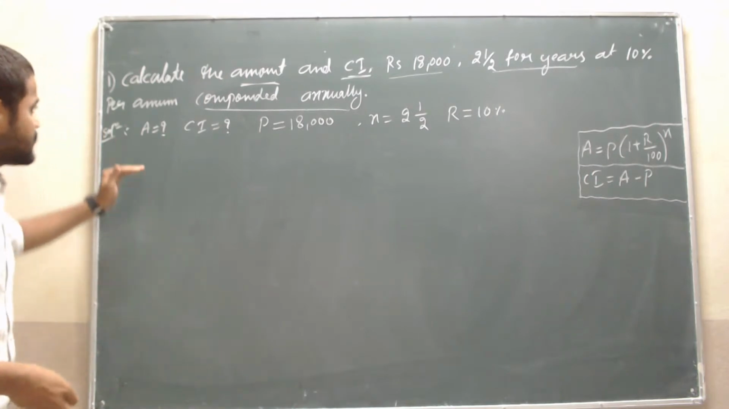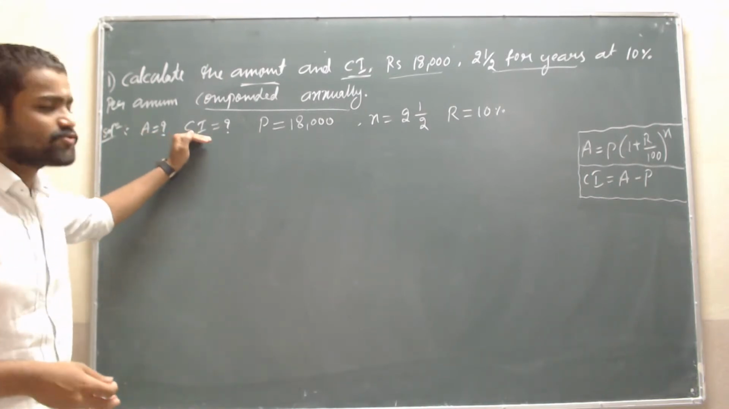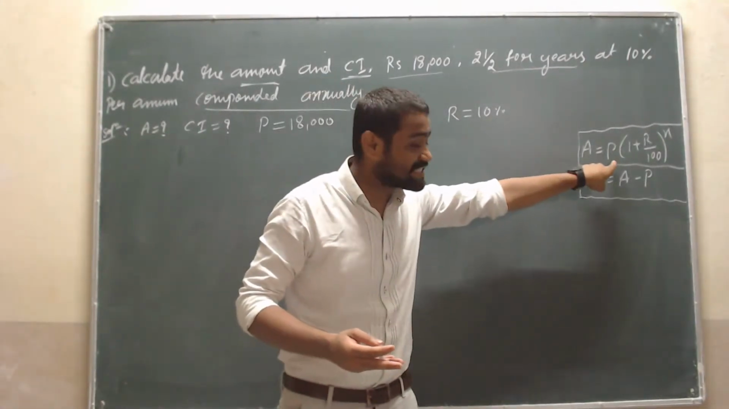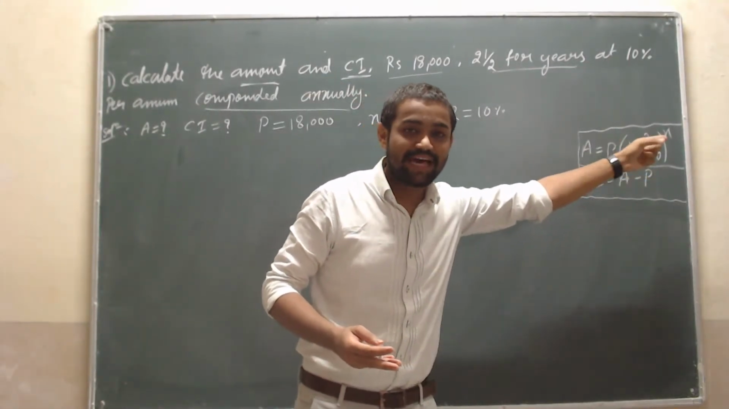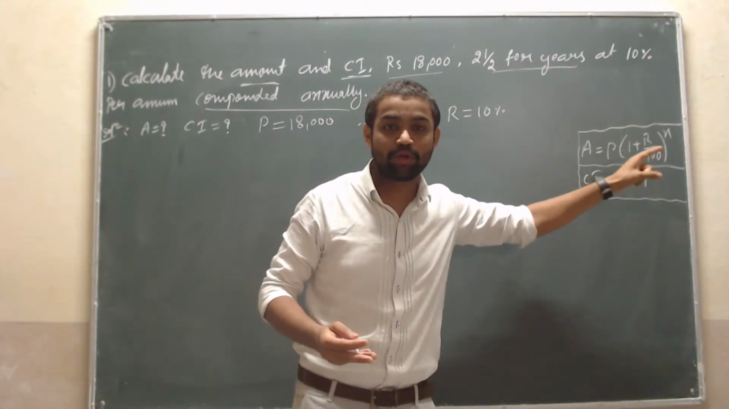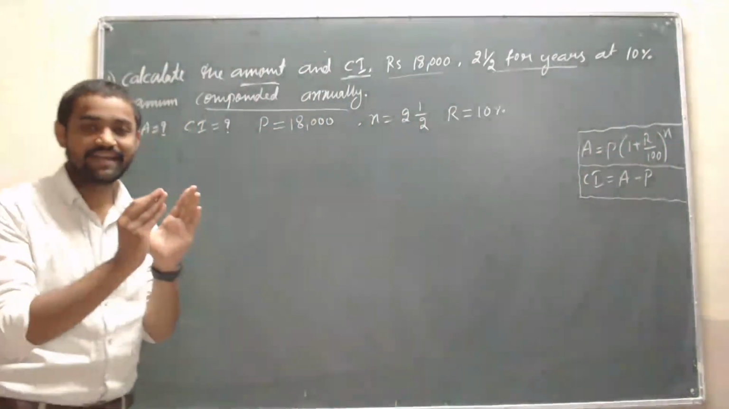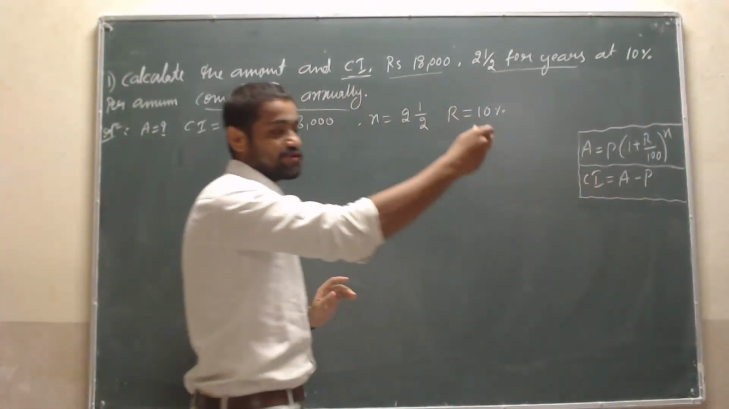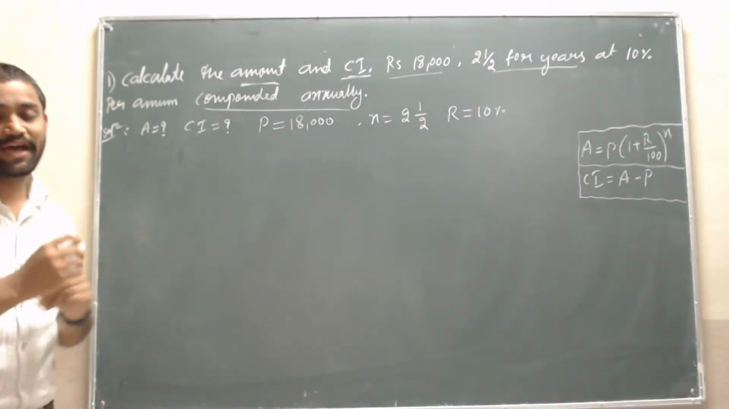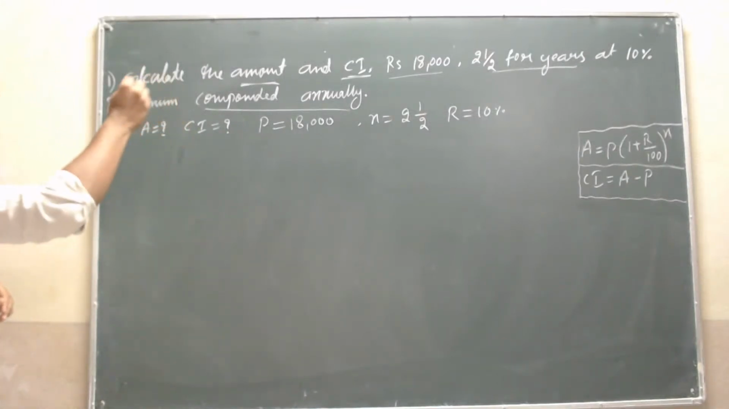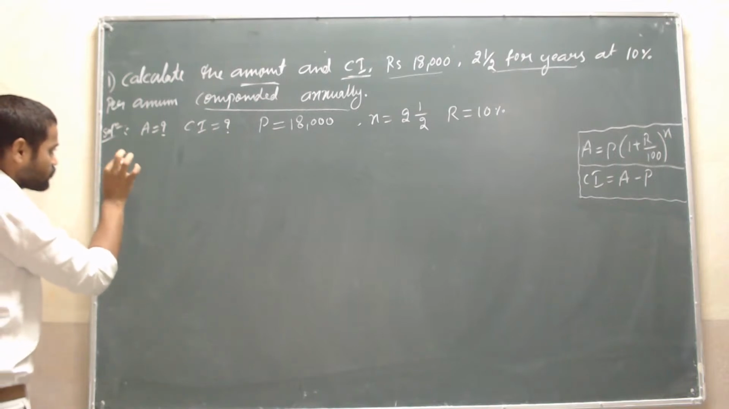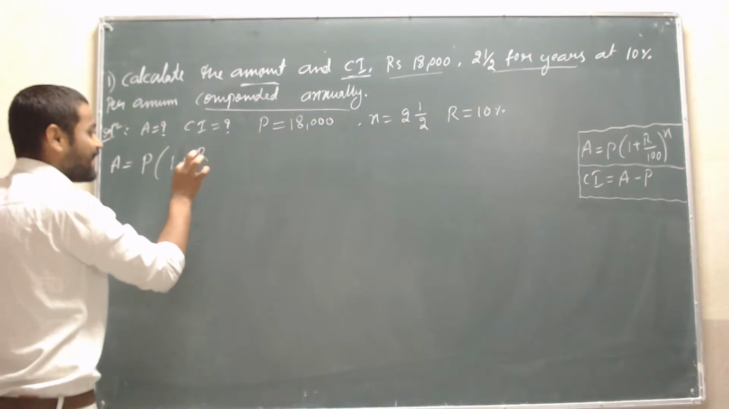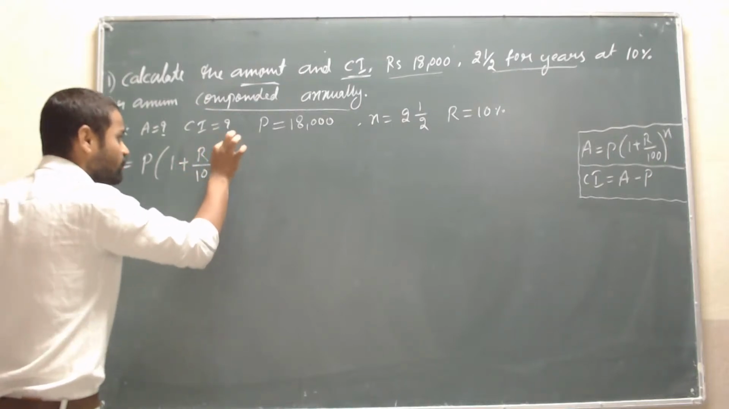So first of all we have to find the amount and then the compound interest. We know the formulas: amount is equal to principal amount times the bracket of 1 plus rate of interest divided by 100, whole to the power of n, where n is the time period. Another formula we have: compound interest is equal to amount minus principal amount.